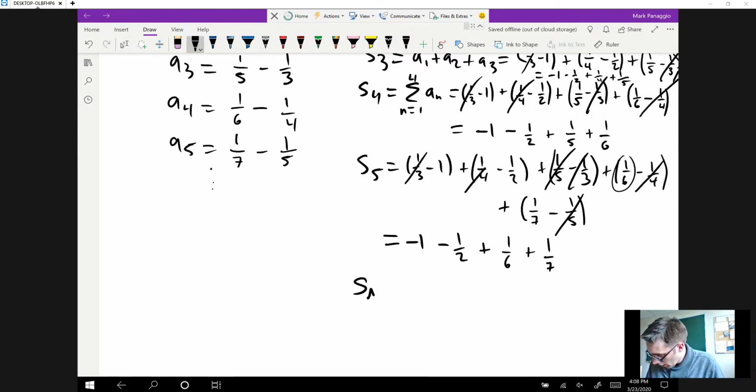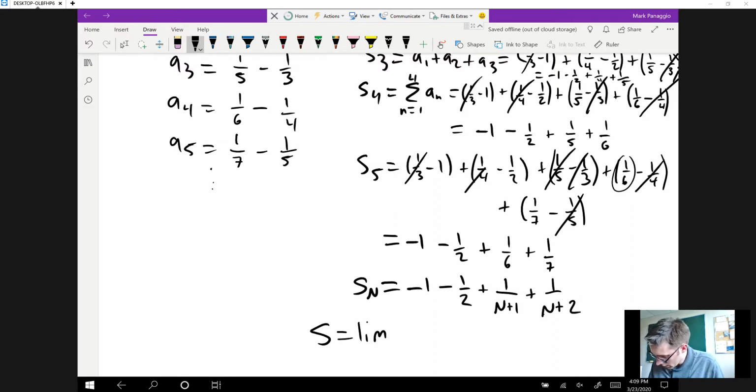And so our partial sum, the nth partial sum, if we describe the pattern, would be -1 minus 1/2 plus 1 over 1 higher than the subscript plus 1 over 2 higher than the subscript. Oh, not 3, how about a 2? All right, and that's the nth partial sum. If we want the total sum, we just need to figure out what those things are approaching.